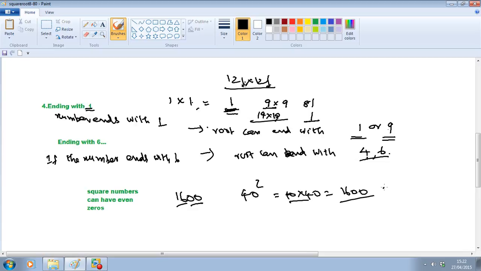So its root is 40. You'll see a pattern here. If there are two zeros in the original number, the root ends with 10, because you are multiplying 40 again by 40. Root ends with 10. So you'll see a pattern. Okay, we'll see one more pattern.